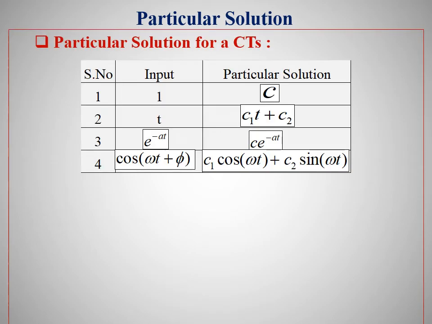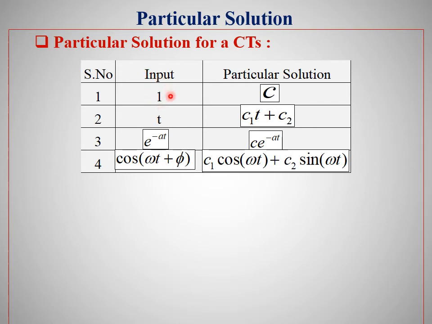The particular solution for a continuous time case is obtained for a particular input, hence the name particular solution. Let us consider the various possibilities that exist for input and their respective solutions. Let us go on to the first case.